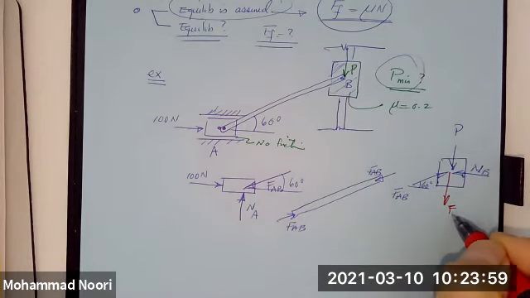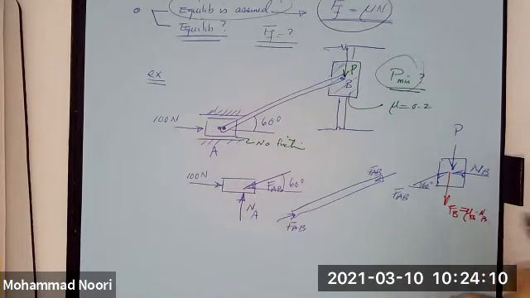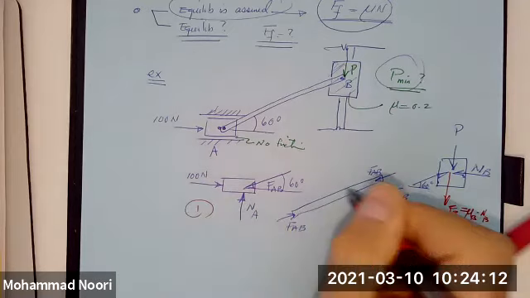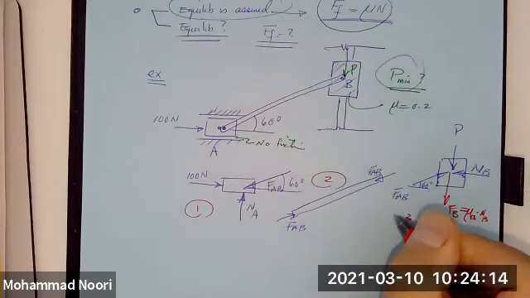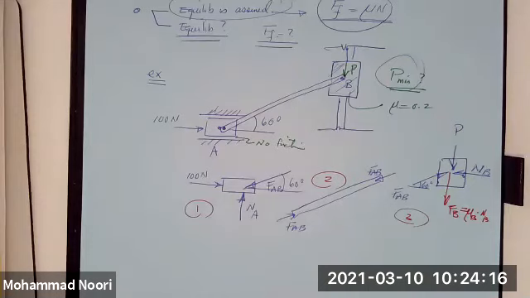So I call this F sub B. And given that we want this to stay in equilibrium, we know this F sub B is mu B times NB. So these are the three free body diagrams that you have. Any questions?